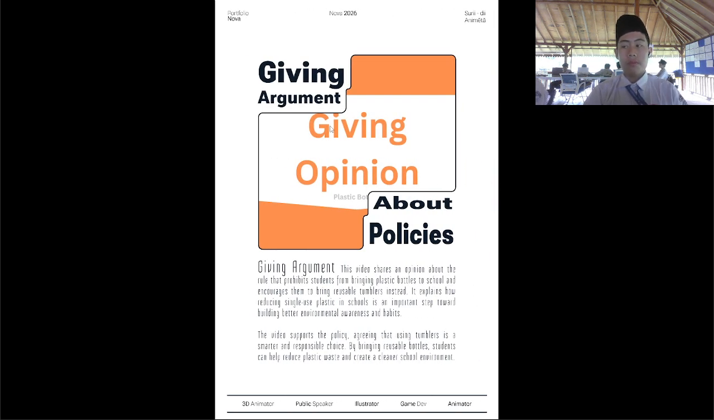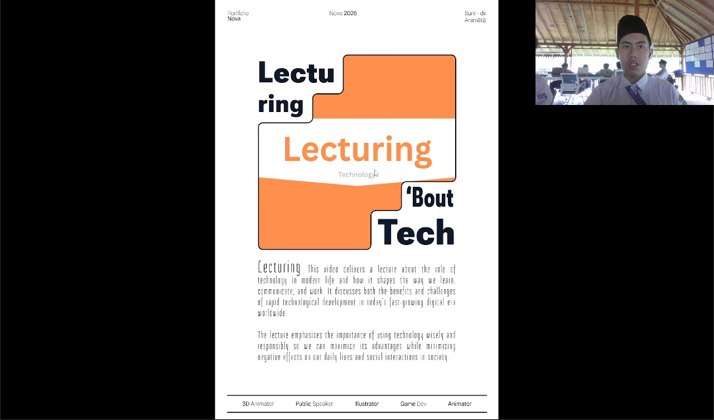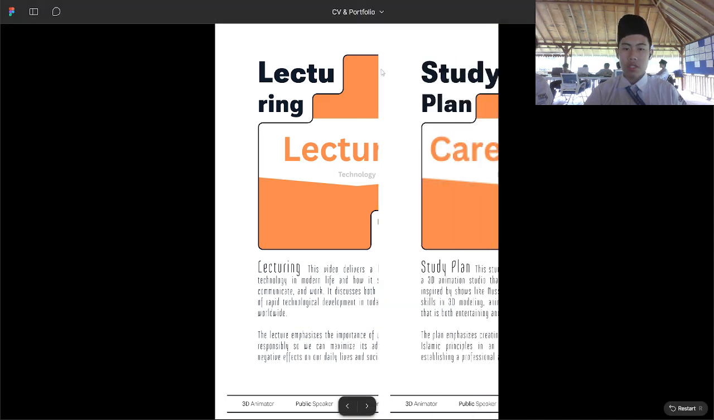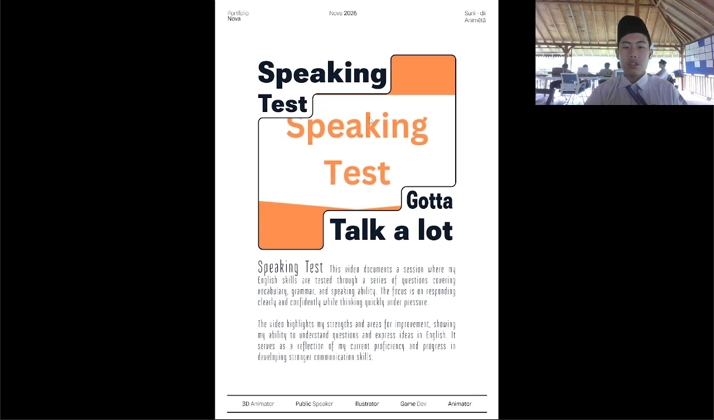Next up, we have my English lessons from 9th grade. First of all, the first one is giving opinion about policies regarding plastic bottles. Then it's lecturing about technology, how kids and teenagers should use technology for good instead of useless things. And then study and career plan, where I made a presentation of how I want my career to be, what my visions are for the next 5 and 10 years, and so on. And also speaking test, where my teacher, Coach Laha, asked me a few questions, or a lot, using English, and I'm supposed to answer in English. It was a breeze, so it's not too hard.